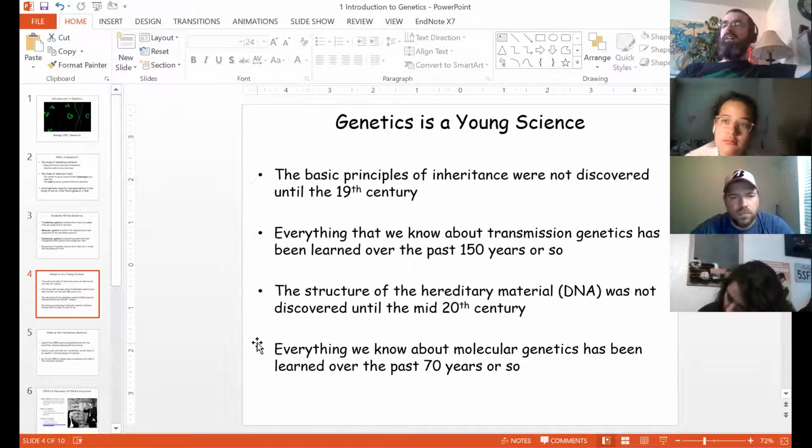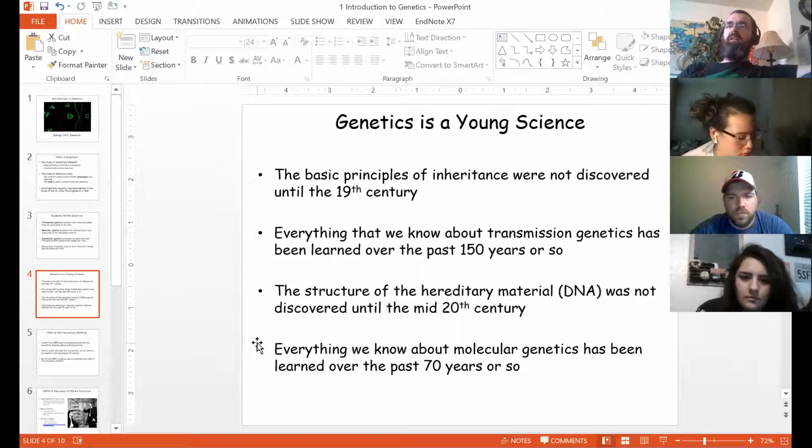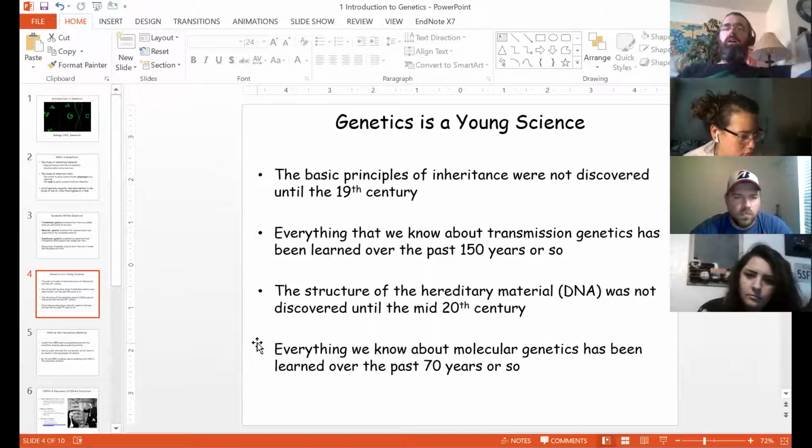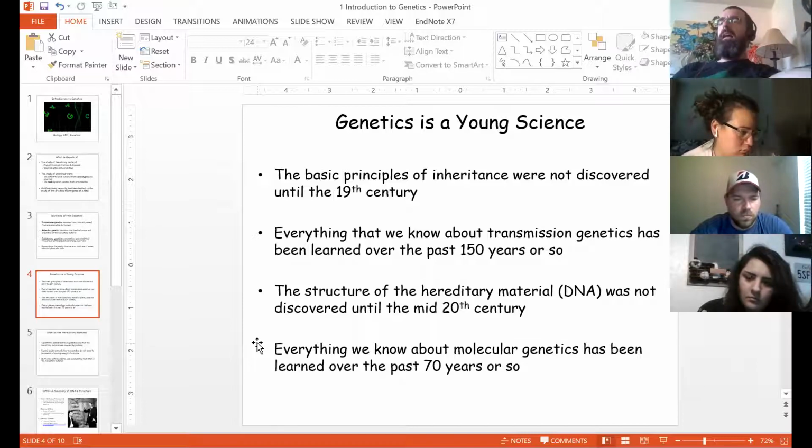Also, it's worth pointing out that genetics is a pretty young science. Oh, it kind of is and it isn't. In terms of a tool, genetics is pretty ancient, right? If you think about it, so my favorite example is teosinte and maize.